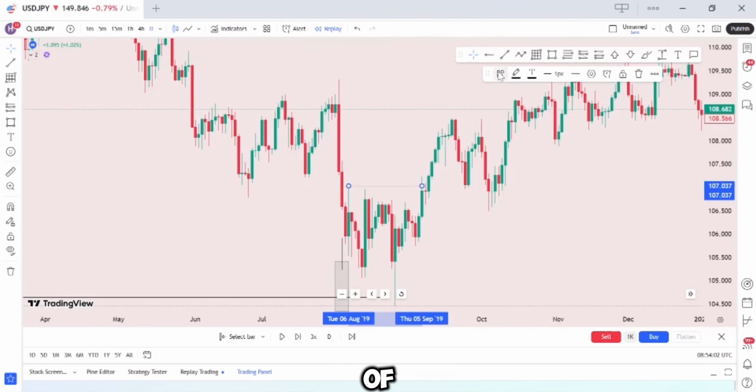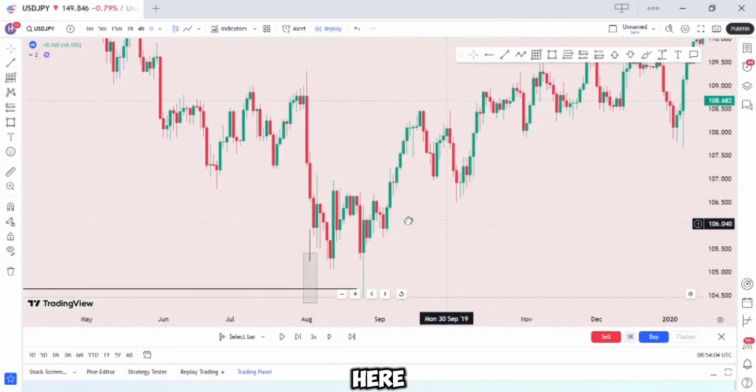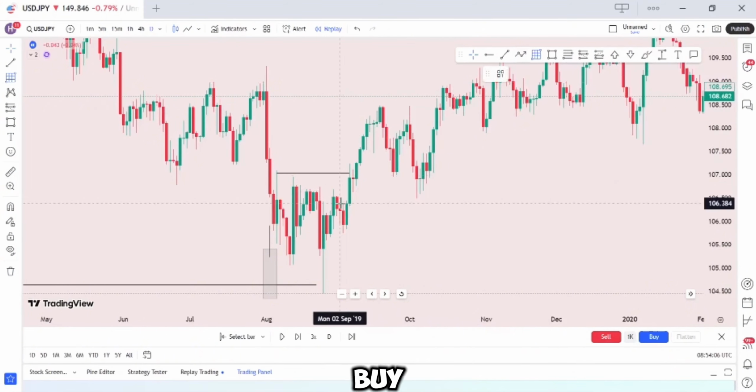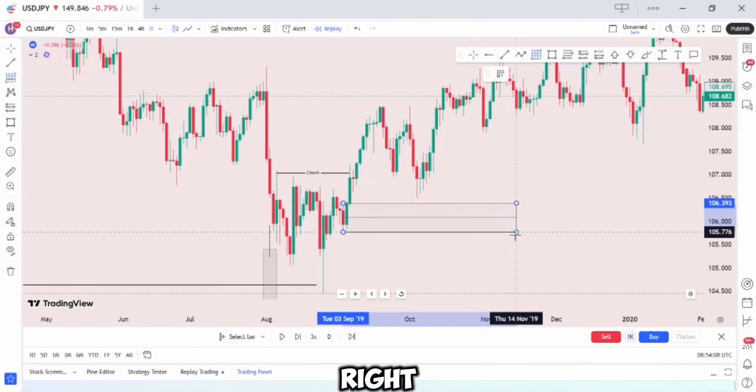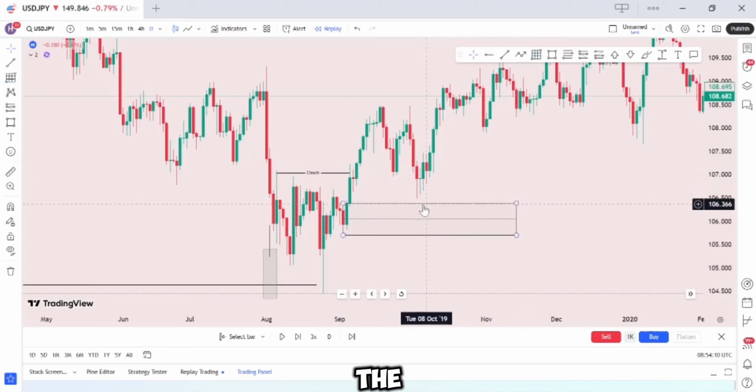So this change of character over here, most people likely want to buy from this order block right here. As you can see, in most cases the order block was not mitigated. You see what I'm talking about? In this case now, the order block was not mitigated. You would have missed this entry right here, waiting for your order to be tapped.